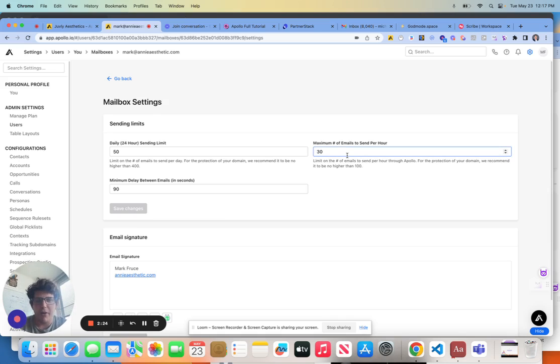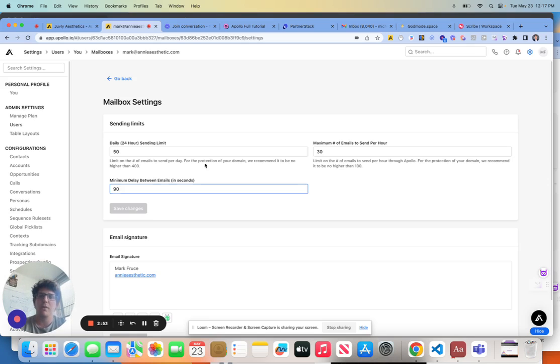This is a very, very important part of doing outreach with Apollo. So this is called throttling. And the maximum number of emails to send per hour basically says, hey, I don't want to bum rush my prospects or the Google servers or what they're looking for in terms of spam. I want to space out my outreach throughout the day. Right now, the last piece here, I think, is the most important that people don't generally pay attention to. Minimum delay between emails and seconds.